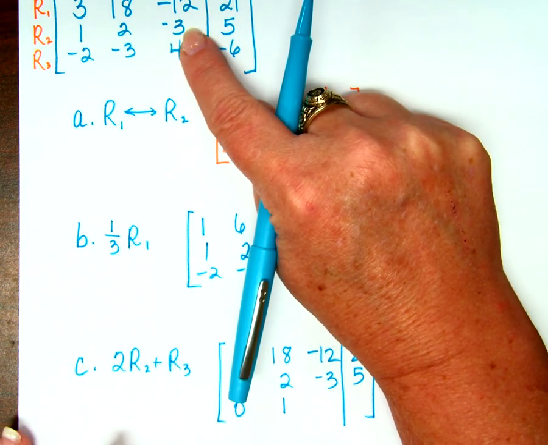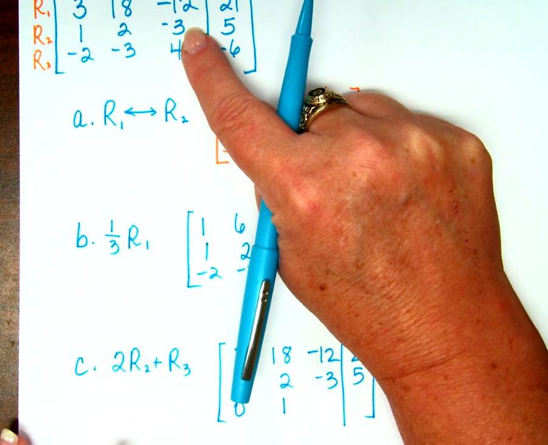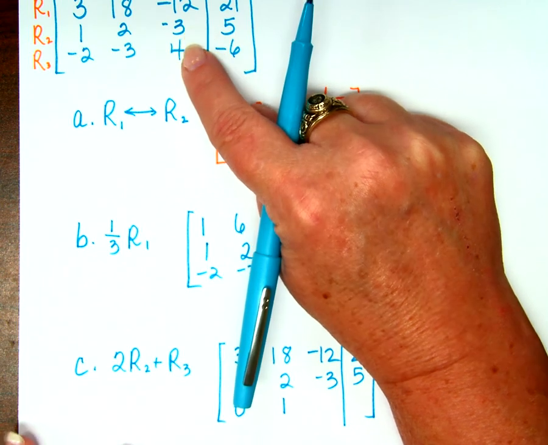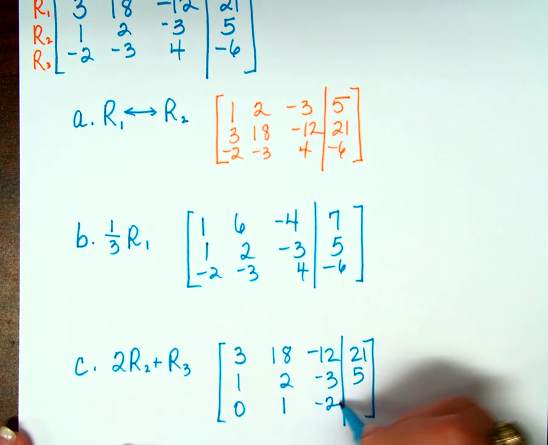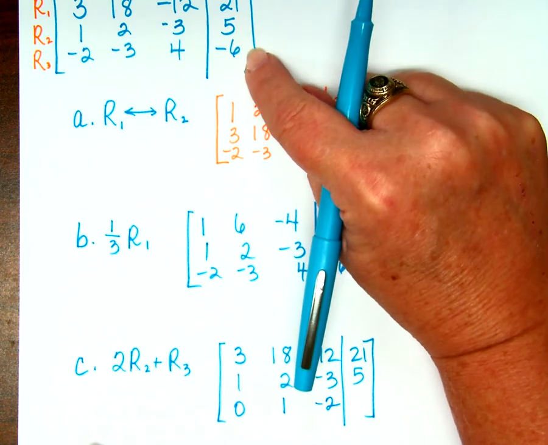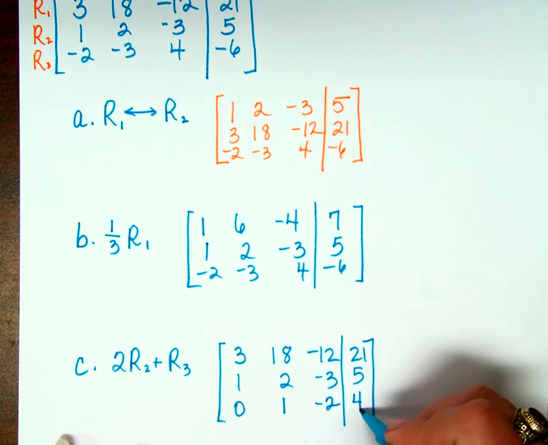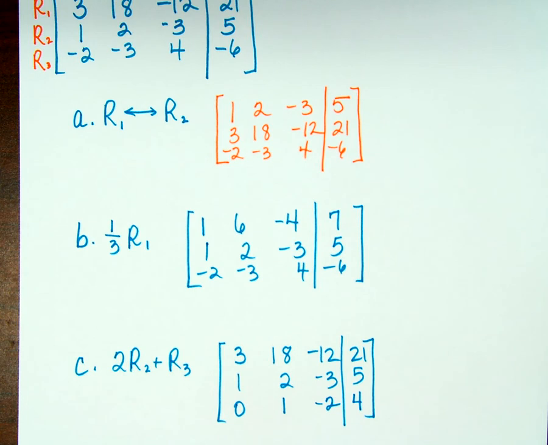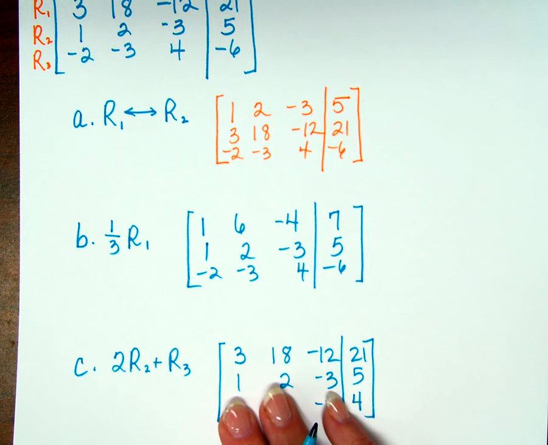Sometimes I just ignore it. It's okay. Negative 3 times 2 plus 4. And then 2 times 5 plus negative 6. Can you handle, you cannot have your calculator. Can you handle row operations? I don't know either. Are we good? Okay.